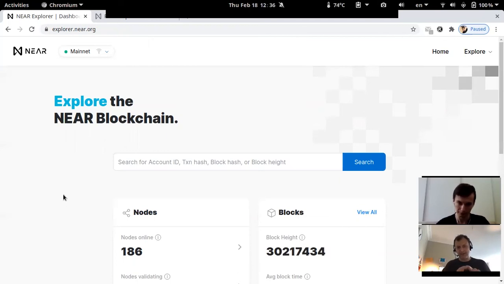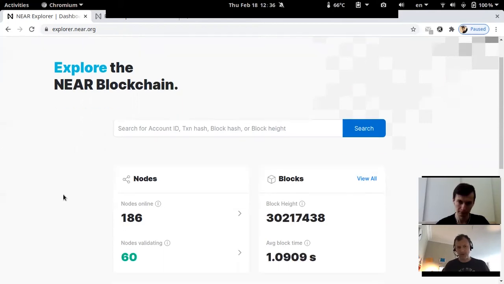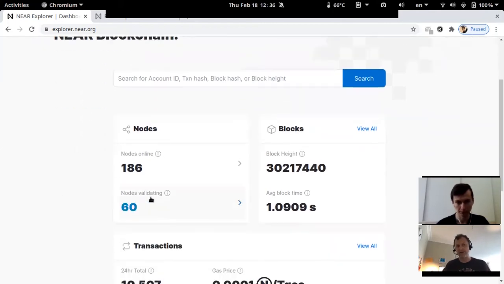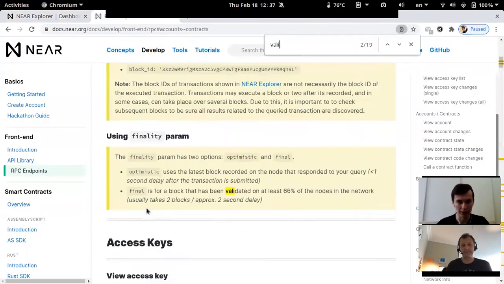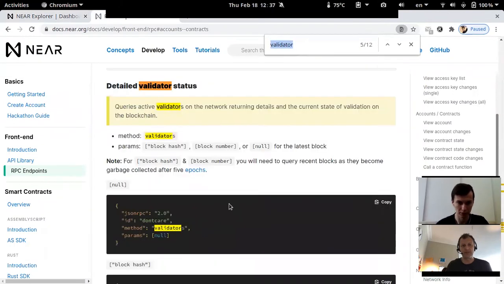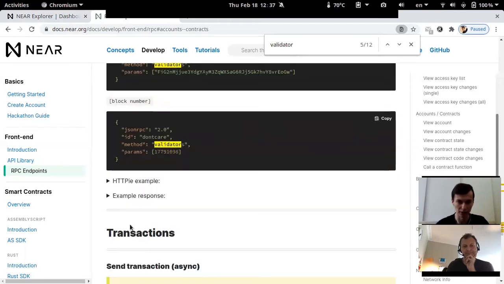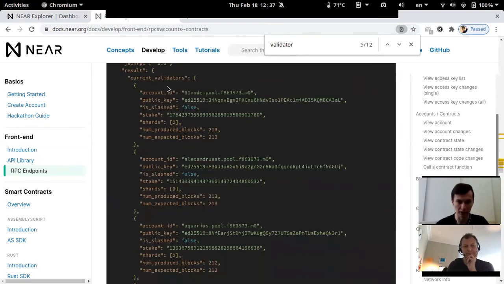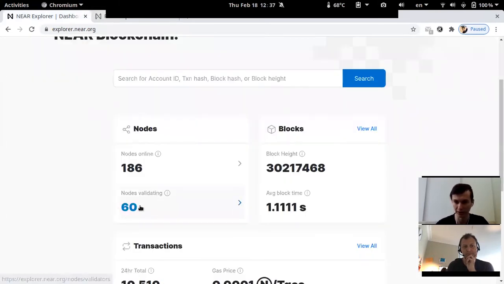And can you tell me a little bit about some of these other numbers? Where are you getting the number of nodes online? Where are you getting the number of validators? Those I think should be available in the RPC API, right? Yeah, that number is available in the RPC API. You can query validators status and the detailed validator status. Here, yeah, detailed validator status. You will be returned the current validator list, and if you count the number of these records, you will get the number 60.